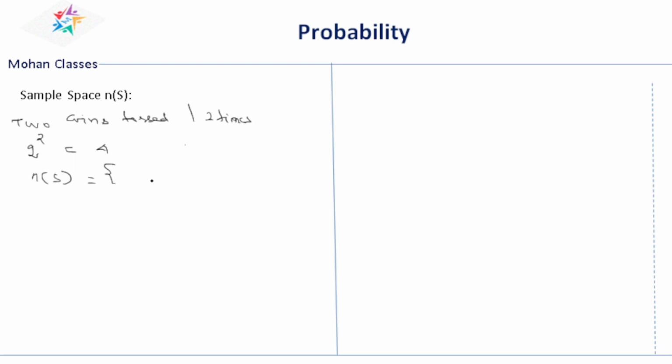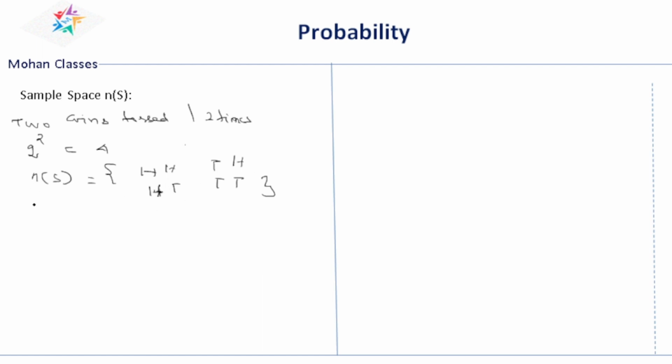So here 4 means we have to write 2H and 2T. Half of it means 2, right? Then 1H and 1 tail, here also 1H and 1 tail. So: head, head, tail, head, head, tail, tail, tail. So these are all the 4 events, the total number of possible events.